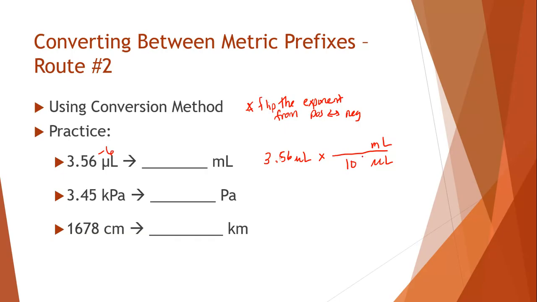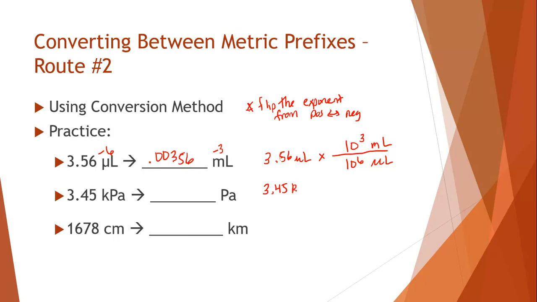Now, micro, we learned, was to the -6, so we're actually going to put 10 and flip that exponent. Instead of being -6, it's going to be +6. And then milli, this is typically -3. Well, instead of being -3, this is going to be 10 to the 3rd. And if you actually put this in your calculator, 3.56 times 10 to the 3rd divided by 10 to the 6th, you are going to get the same answer that we did before, 0.00356.